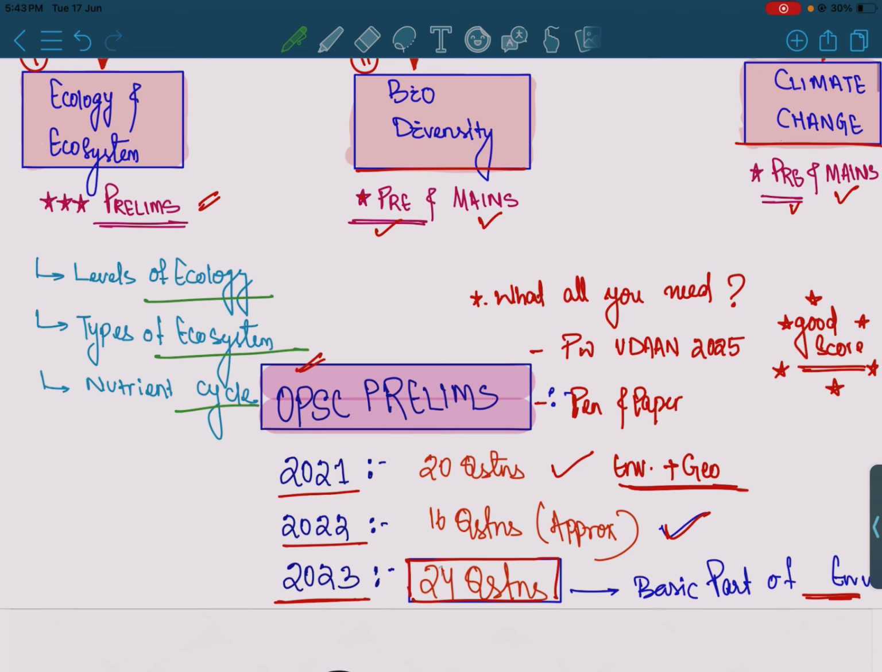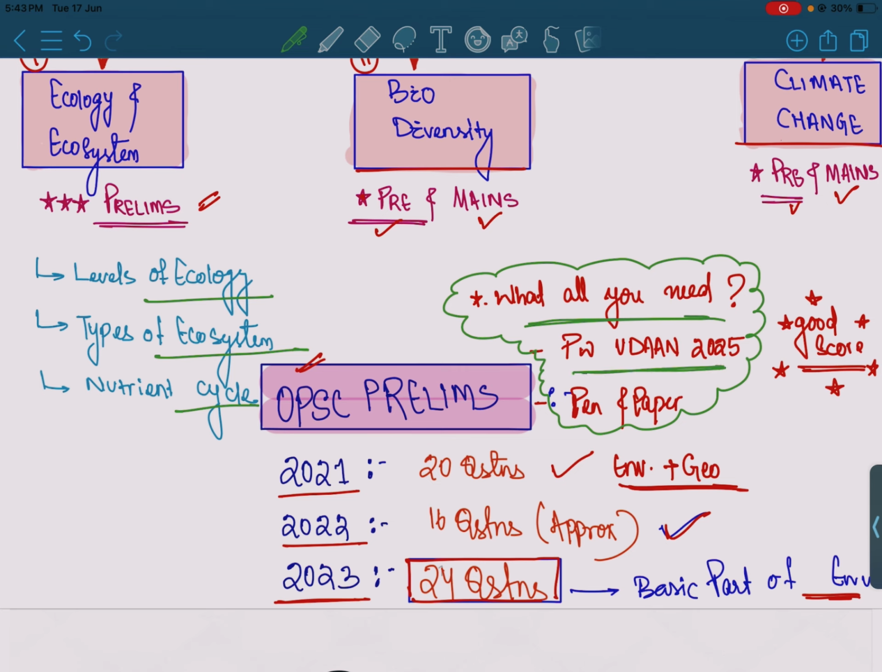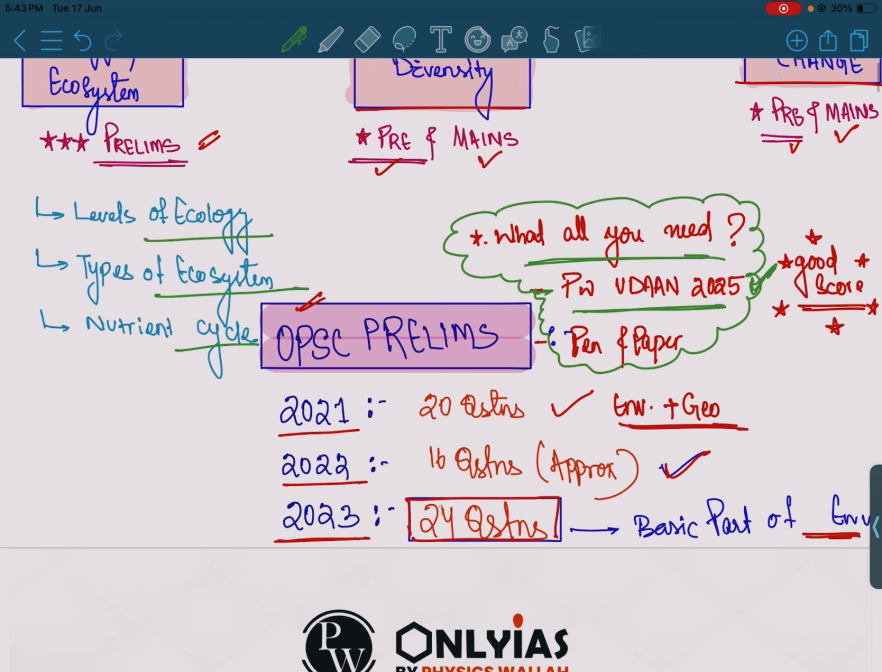So, before starting the lecture, what do you all need? Basically you will need this PW Udaan 2025 note, the one made for prelims. It is very good and I hope everyone can get it easily. And what else? A good iPad, otherwise pen and paper.